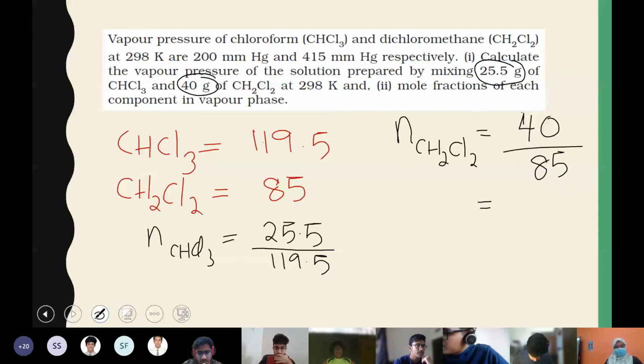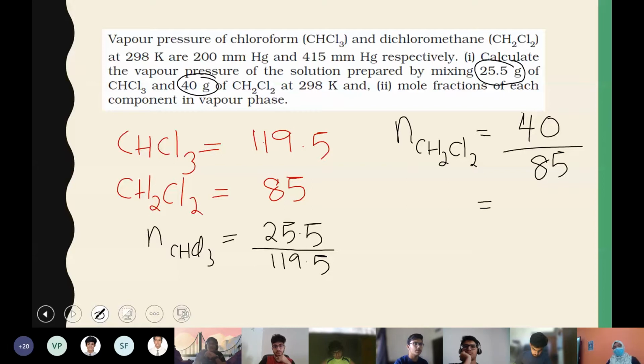Ma'am, we will have to find the mole fractions for calculating the vapor pressure, right? Yes, from the number of moles, the next step is finding the mole fraction, because to calculate the mole fraction you should know the number of moles. In the question, the mole fractions of each component in vapor phase are Y1 and Y2. That is different. Here we are using the mole fraction in solution, that is Chi1 and Chi2. Those are two different things.